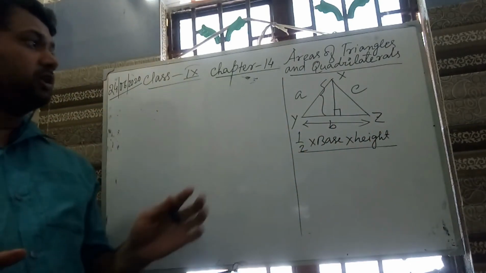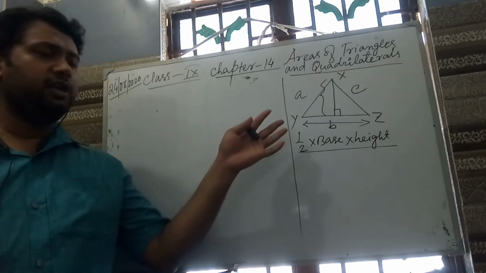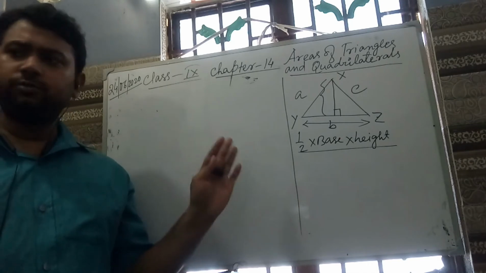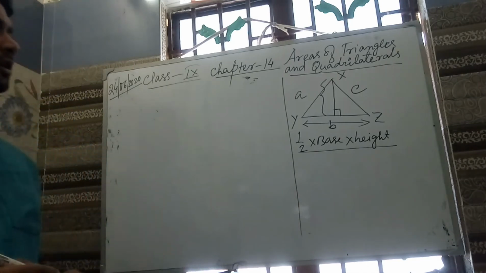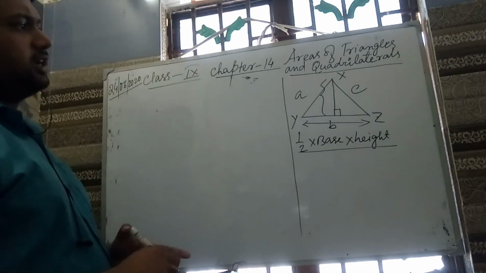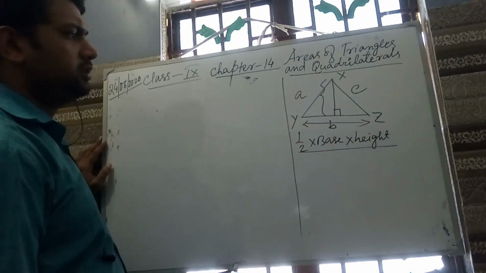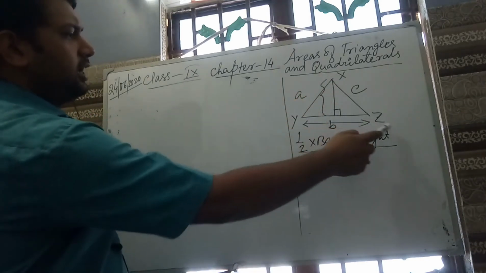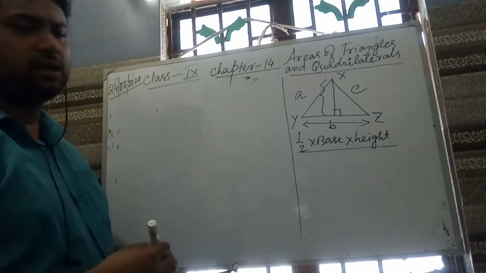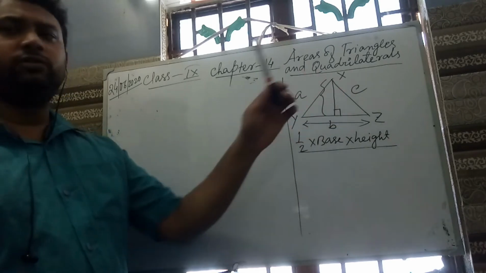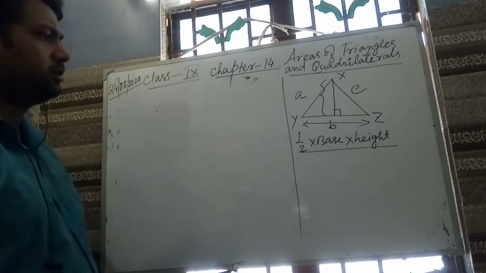First of all, listen to the class. Do not be in a hurry in writing down the things. First listen to me, then write. So we have considered a triangle XYZ. The sides of the triangle are of measurement A, B and C units respectively.